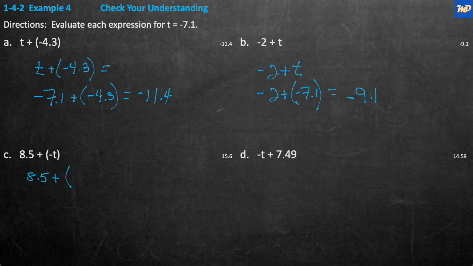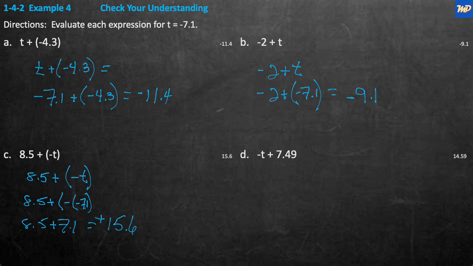Okay, how about this? In our case here, we have for C, 8.5 plus negative t. So how do we substitute that one? Well, we say 8.5 plus the quantity negative, whatever t is, negative 7.1. So those two become a positive. Negative of the negative is a positive. So that's going to say 8.5 plus 7.1 is equal to 15.6. Okay, so now these are both positive, so the answer is positive. And since they were both positive, we added them.